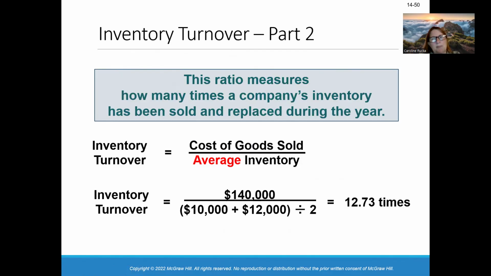I know we're going through this very quickly. Please feel free to ask questions when we're face to face. But again, I just want to introduce you to these. All of these formulas are plug and chug. You're just going to take the data off of the financial statements and plug them into the formula and solve.